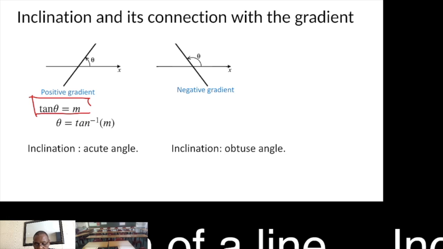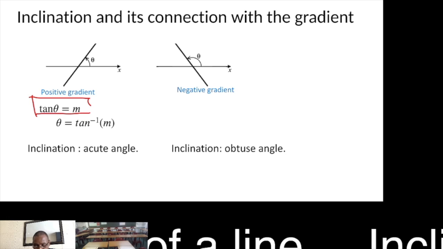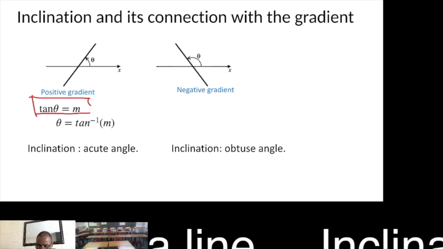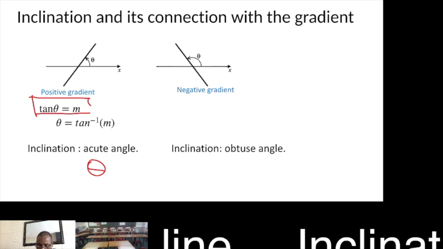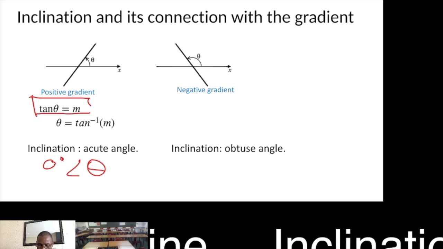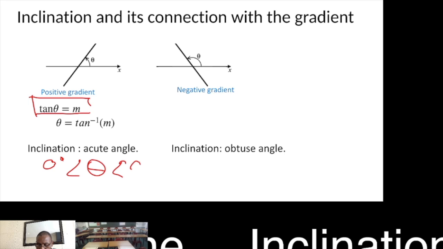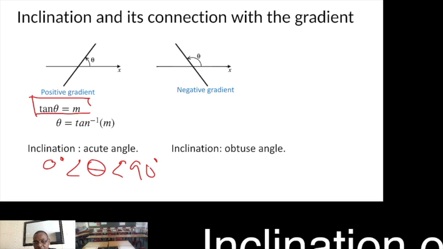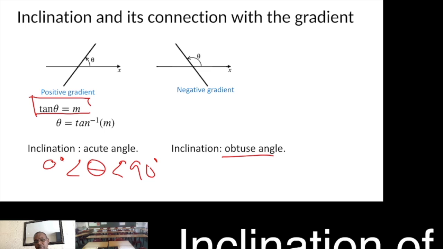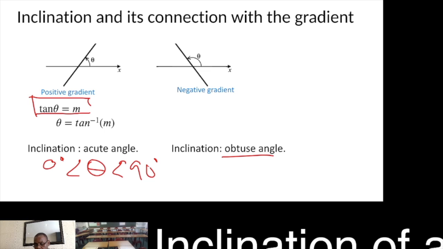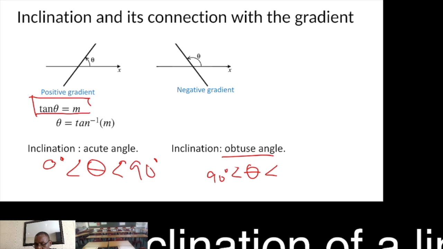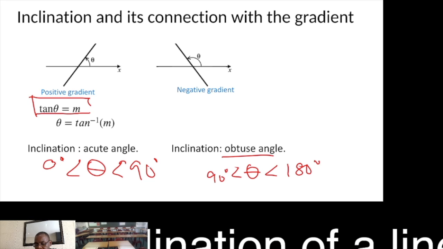Right, if your line has a positive gradient, then the angle of inclination will be acute, and that means the angle will lie between 0 degrees and 90 degrees. If the line has a negative gradient, then the inclination will be obtuse. So theta will lie between 90 degrees and 180 degrees.